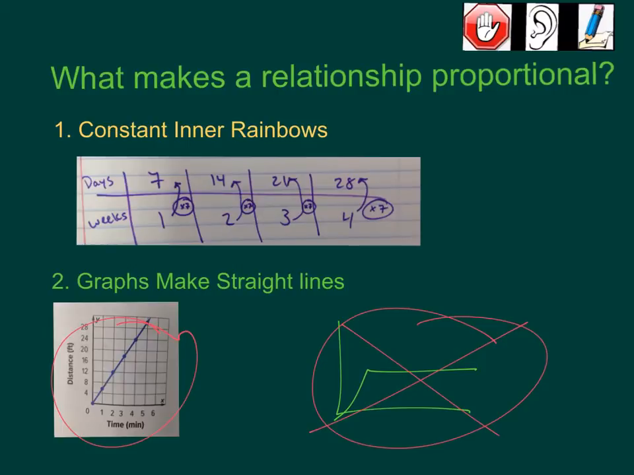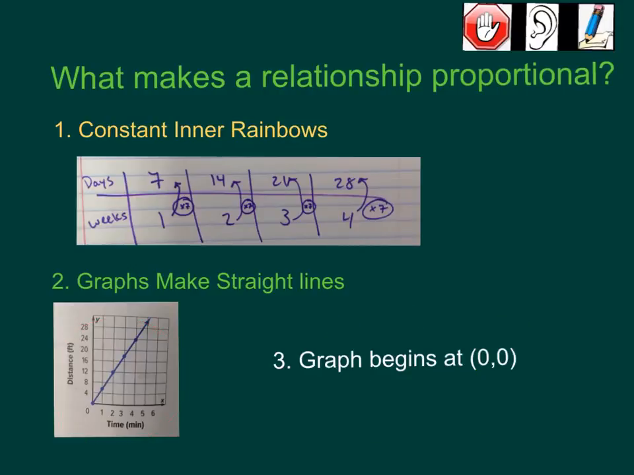So two things so far: constant inner rainbows, graphs make straight lines. Stop if you need to, otherwise pick me up as soon as you're done so we can finish our third reason what makes relationships proportional. The final thing, the graph must begin at 0, 0.